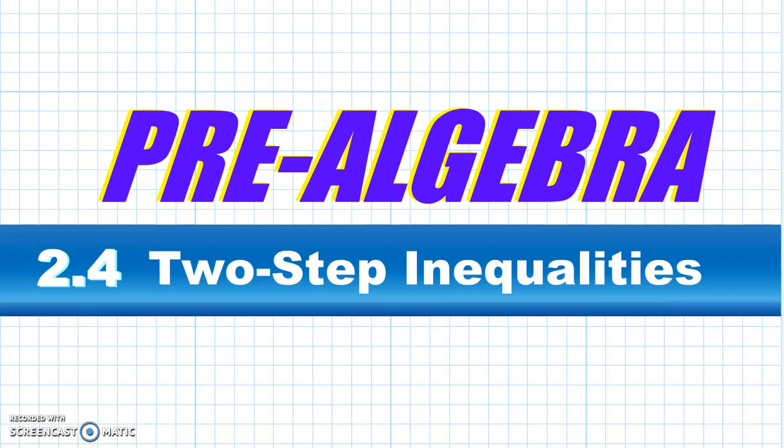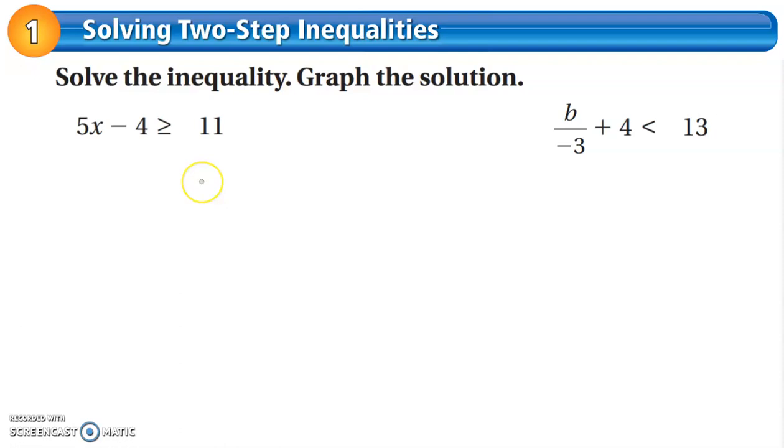We are in Chapter 2, Section 4. We're looking at solving two-step inequalities. All right, solve the inequality and graph the solution. Now, solving a two-step inequality is no different from solving a two-step equation. Again, the only difference here is if the coefficient is negative.